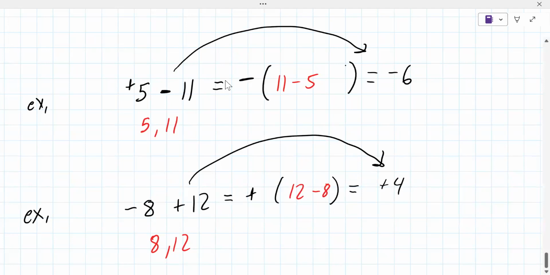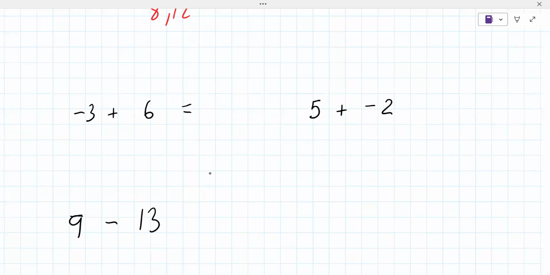So I'm going to give you 4 problems now that are opposite in sign to close out. Let's go negative 3 plus 6, and then 9 minus 13, 5 plus negative 2, and then 6 minus 1. So if you could try these for me, please.